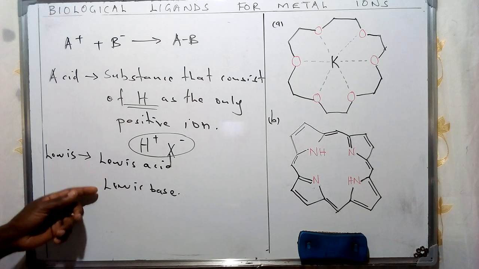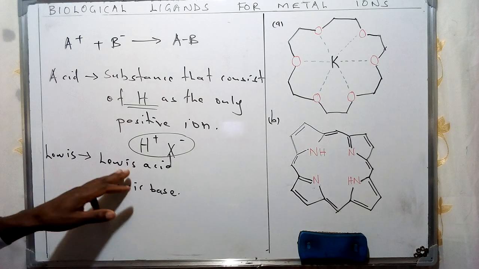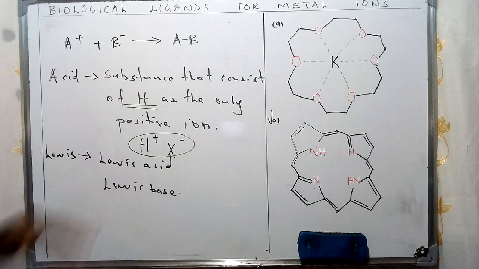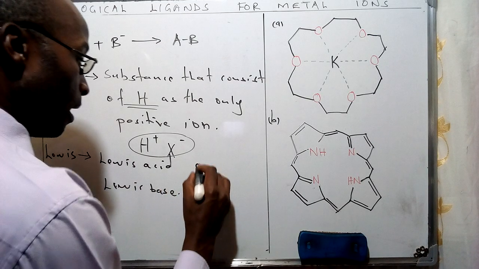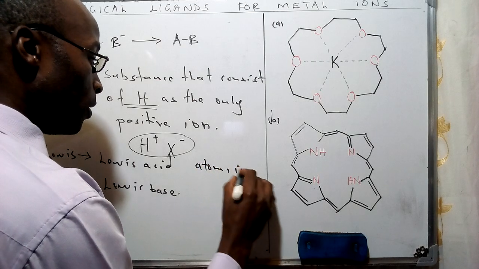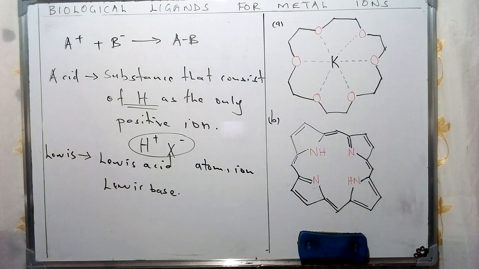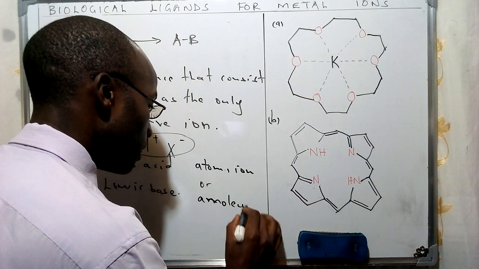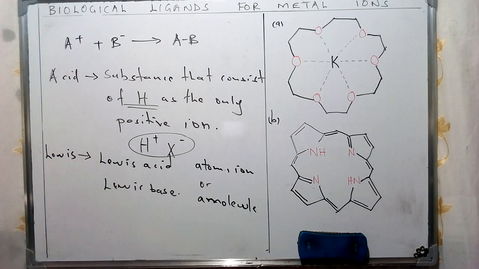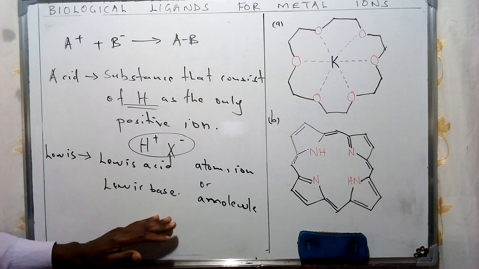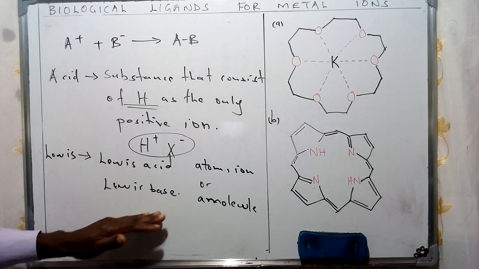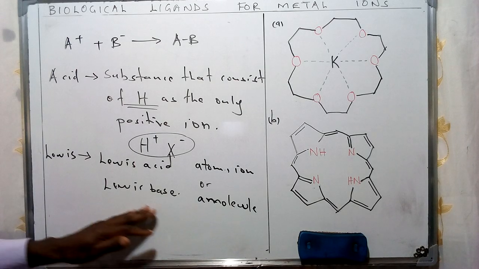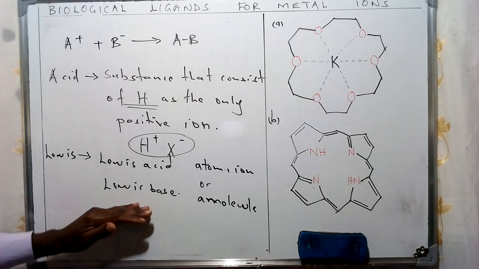But for the Lewis definition of an acid and a base, we said that a chemical substance, which is either in the form of an atom, ion, or a molecule, is going to be defined as an acid if it is a species that can accept a pair of electrons from what we refer to as a Lewis base.